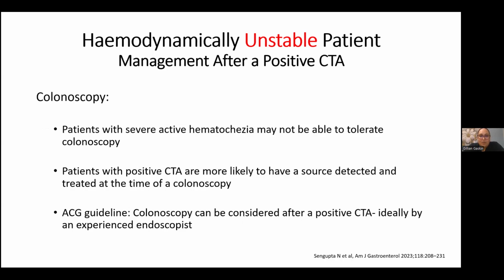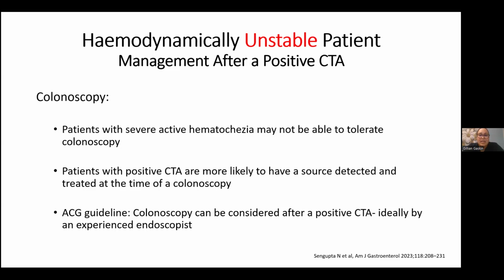The other option after a positive CT angiogram is performing a colonoscopy directly, to attempt to control the bleeding. This can be extremely difficult in patients with severe active hematochezia who may not be able to tolerate bowel preparation and whose endoscopic views are obscured by blood. However, in a retrospective cohort study, they did find that patients who had a positive CT angiogram are more likely to have a source detected and treated at the time of colonoscopy than those with a negative CTA.